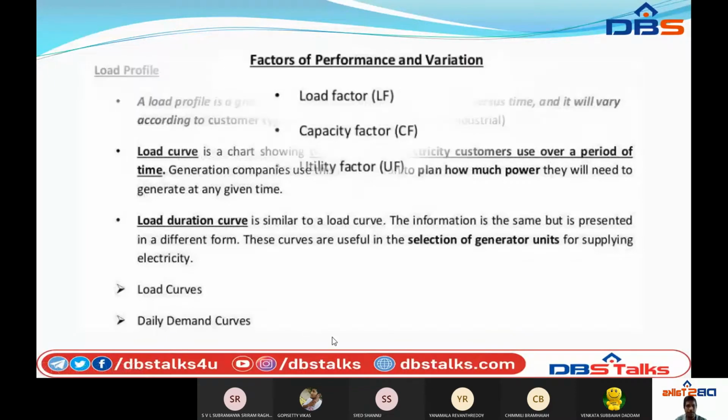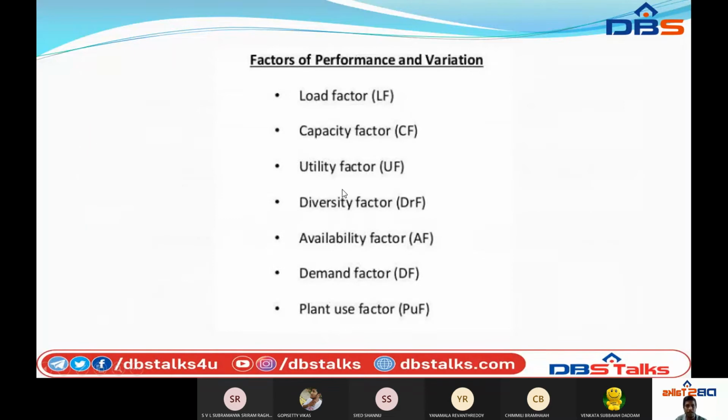Load duration curve. Next, factors of performance and variation. These are the factors affecting power plant economics. First of all, load factor. Load factor is the ratio between average load and maximum load. Students, let's see the difference between factors based on their ratios. Load factor is the ratio between average load and maximum load.